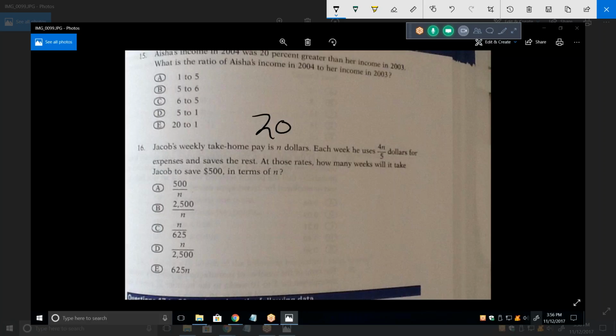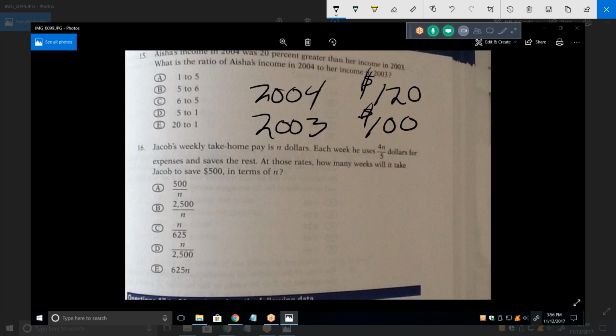Her 2003 income, 100 bucks. Oh, I see what you're saying. Okay. What's her 2004 income? Times 0.2, right? Actually, times 1.2. Oh, 1.2? That's the easiest way to do it. You could multiply it by 0.2 and add it to 100, but that's the same as multiplying 100 by 1.2. Okay. Now we can see exactly what the answer has to be.